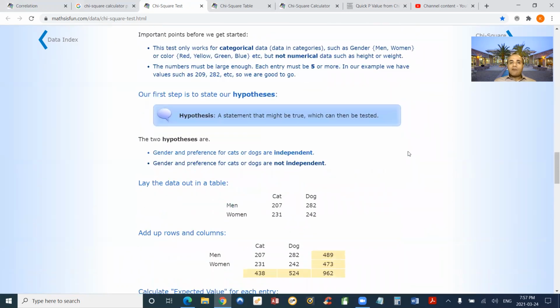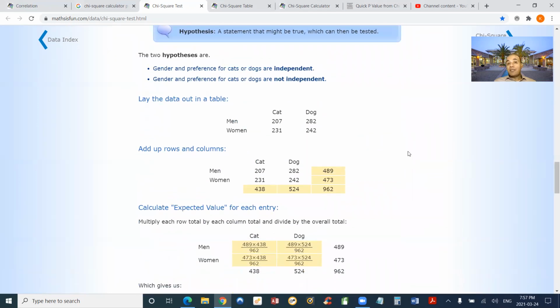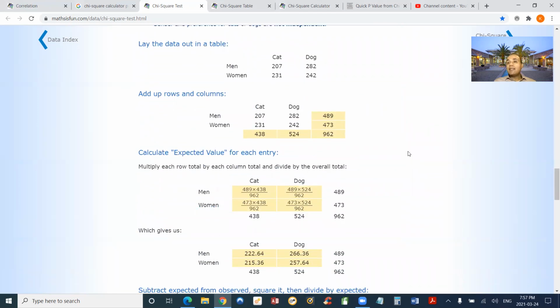Now, let's take a look at this and the pet preference. How do we calculate the chi-square? Now, we go back to the original table we have. We are going to sum up 207 and 289. That's going to be 489. We are going to sum up 231 and 242. That's going to be 473. When we add 489 and 473, we came up with 962.